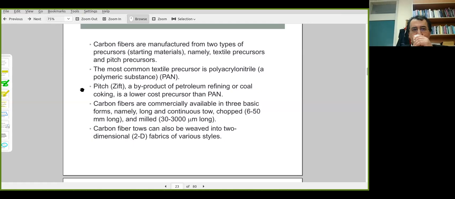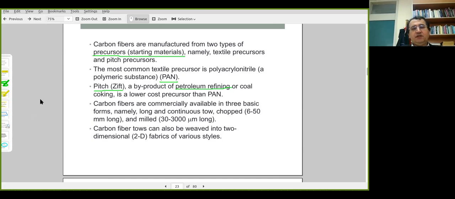There are two types of precursors for carbon fibers in carbon fiber manufacturing. Precursors are starting materials in carbon fiber manufacturing. There are two types of starting materials. One of them is PAN fiber, PAN carbon, and the other is pitch carbon. PAN carbon is a polymeric substance, and pitch is, as you know, a byproduct of the petroleum refining process.